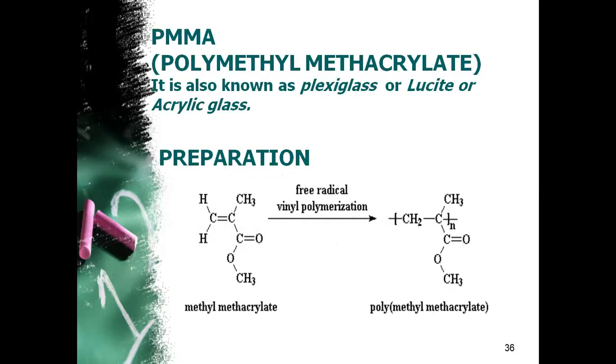The next member in the series of plastics is polymethyl methacrylate, abbreviated as PMMA. It is also known as plexiglass or lucite or acrylic glass. It is a transparent thermoplastic, often used as an alternate of glass. It is a polymer of methyl methacrylate, as shown in the slide. When the monomer methyl methacrylate undergoes free radical vinyl polymerization, it forms the polymer polymethyl methacrylate.